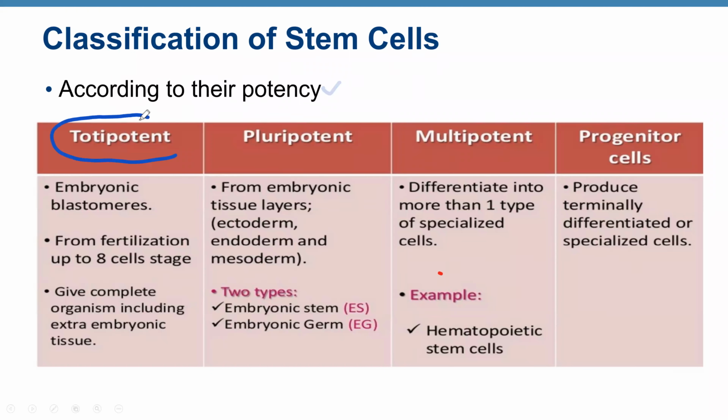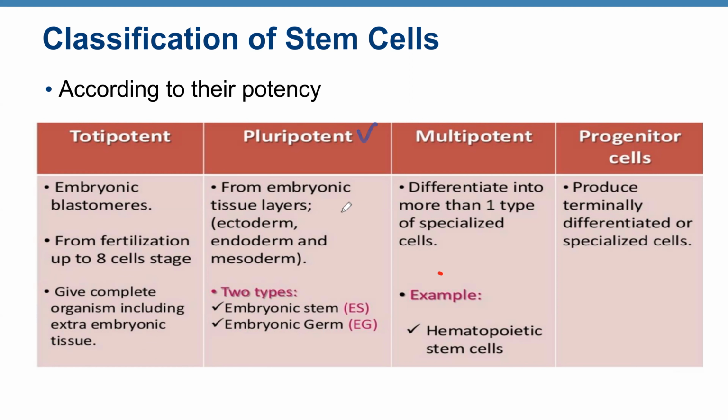So totipotent, those are embryonic blastomeres. So that's the early embryo. It's from fertilization up to the 8-cell stage. Totipotent stem cells give a complete organism, including even extra-embryonic tissue. So if we have totipotent stem cells, they are found during early embryonic development, right up to the 8-cell stage. And those cells can differentiate into all the tissues and organs of your body.